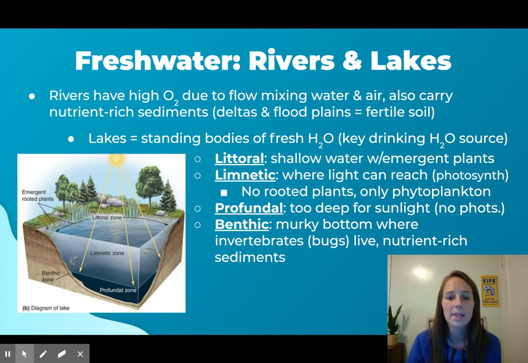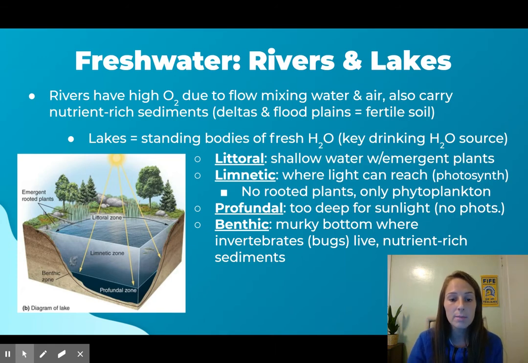Then we also have the limnetic, where light can reach. So photosynthesis can happen. We don't have rooted plants at this point because they can't get up out of the water. We just have phytoplankton. And phytoplankton are basically plankton that do photosynthesis. So they're kind of closely like plants. They aren't technically plants, but they're sort of like it. And then we have the profundal. Now this is going to be too deep for sunlight. Photosynthesis can't occur here, so you don't have any organisms doing photosynthesis.